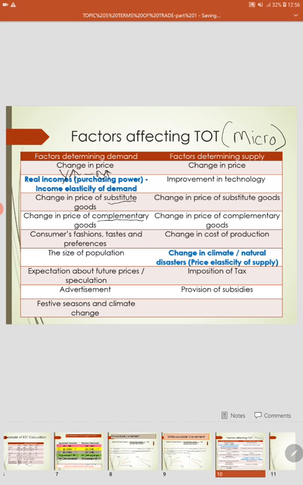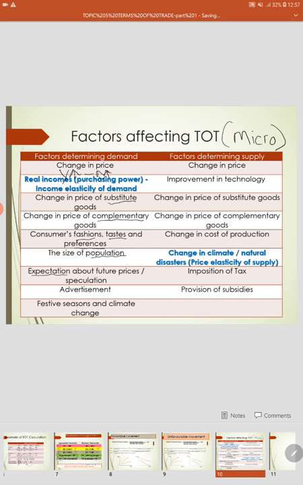And changes in fashions, tastes and preferences. Maybe I can relate with the current situation, where we are having a virus crisis. In this situation, the preferences for facial masks and hand sanitizers have been increasing, so the demand for facial masks will increase. If there's an increase in population, demand will increase. Expectation about future prices, so current demand will increase. Good advertisements, festive seasons and climate changes can also increase demand.